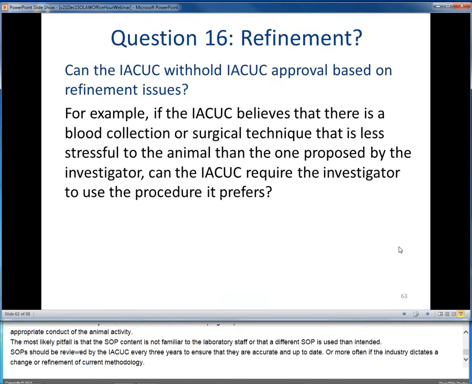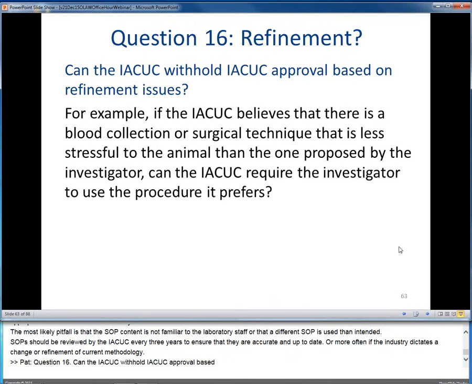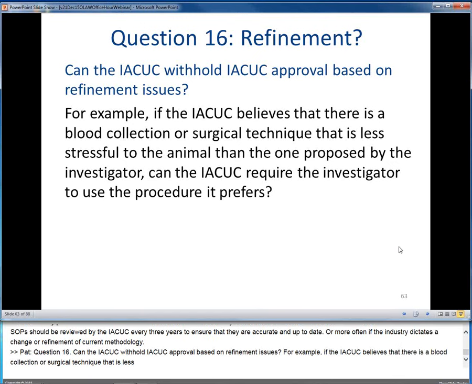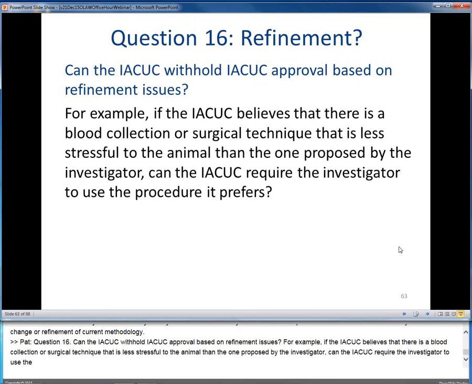Question 16. Can the IACUC withhold IACUC approval based on refinement issues? For example, if the IACUC believes that there is a blood collection or surgical technique that is less stressful to the animal than the one proposed by the investigator, can the IACUC require the investigator to use the procedure it prefers?